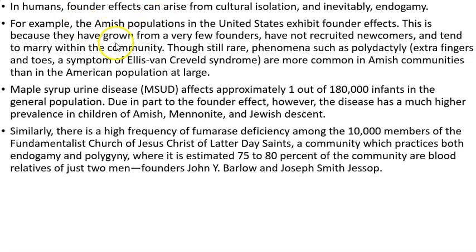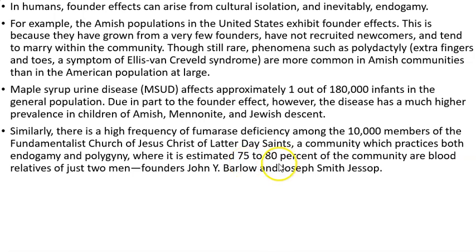And so, for example, Amish populations exhibit founder effects. Maple syrup urine disease, yes, it sounds interesting, but it's not good at all. Much higher prevalence in children of Amish, Mennonite, and Jewish descent. 10,000 members of the Fundamentalist Church of Jesus Christ of Latter-day Saints community, which practices both endogamy and polygamy.